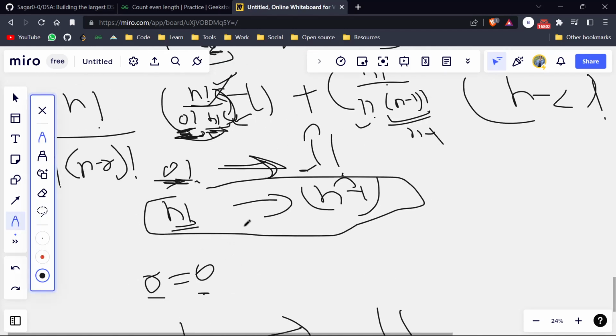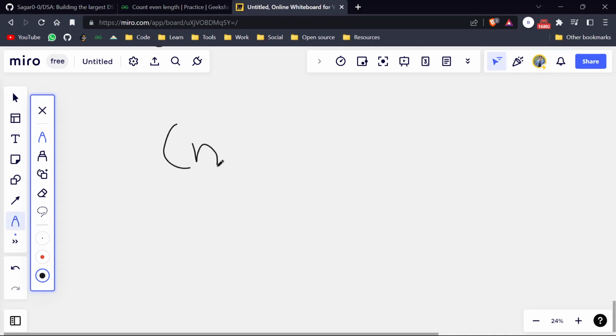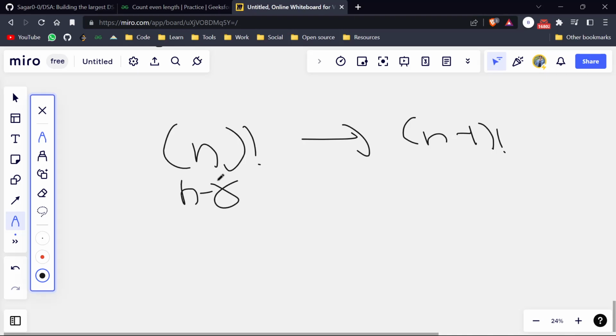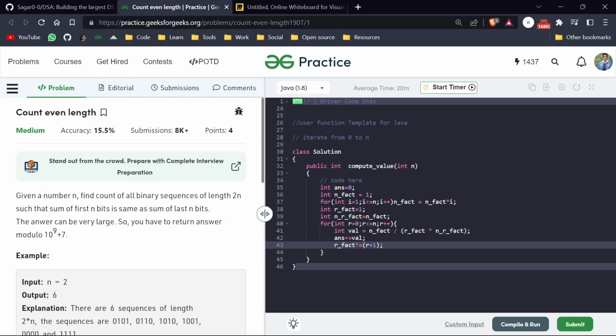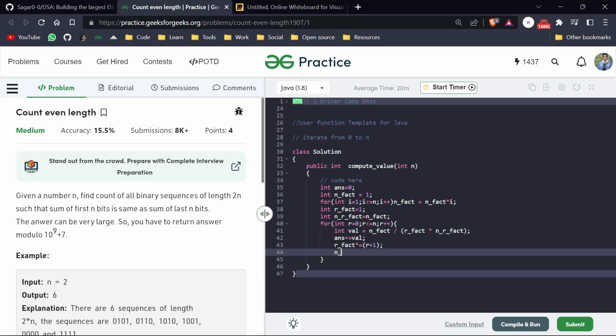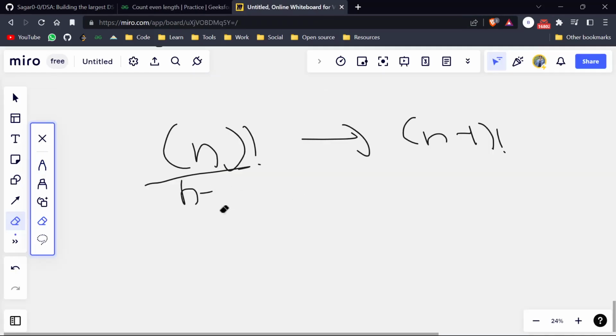And what about our second term? So what we are doing? This term is n factorial and we have to convert it into n minus 1 factorial. So we have to divide it with our current value, that is n minus r. So n minus r factorial will be equal to n minus r factorial divided by n minus r. First we will divide that with n minus 0, since r is here 0.